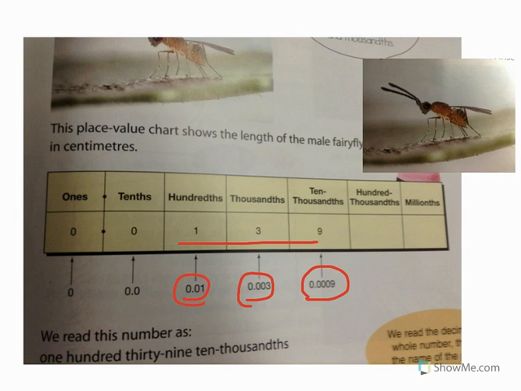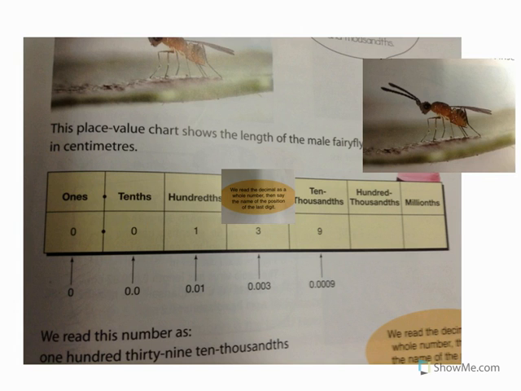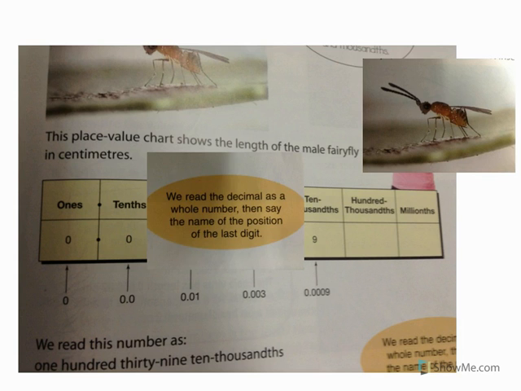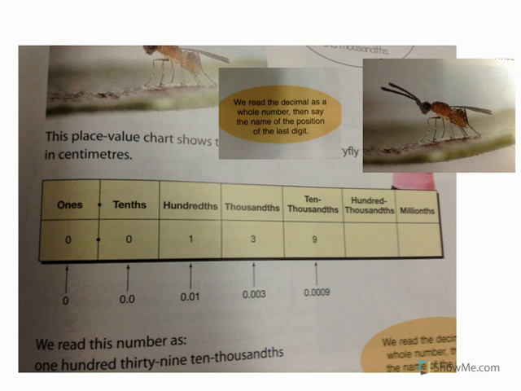And when you add those together, you get 139 ten thousandths. We read the decimal as a whole number, then say the name of the position of the last digit. So we read that number 139 ten thousandths because the ten thousandths is the name of the position of that last digit.